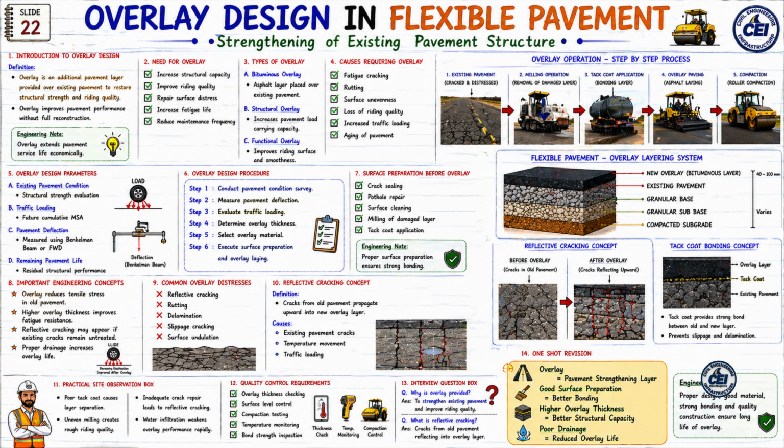Now let us look at the 11th topic. Practical Site Observation Box. Poor tack coat causes layer separation. Uneven milling creates rough riding quality. Inadequate crack repair leads to reflective cracking. Water infiltration weakens overlay performance rapidly. And these practical defects are commonly observed in field inspection.